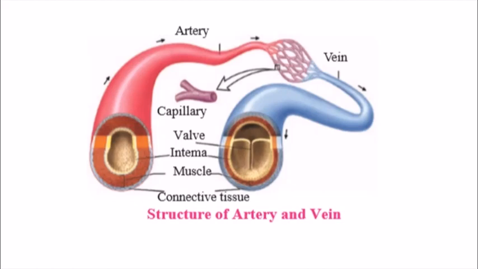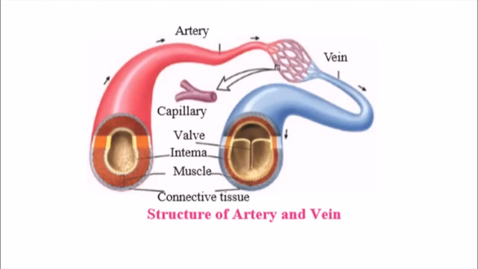Next is blood vessels. There are three blood vessels: arteries, veins and capillaries. Let us first learn about arteries and veins. Arteries carry the blood away from the heart, and that is why they are called arteries: A for away. Only one carries deoxygenated blood, that is the pulmonary artery. Except this, all the arteries carry oxygenated blood.